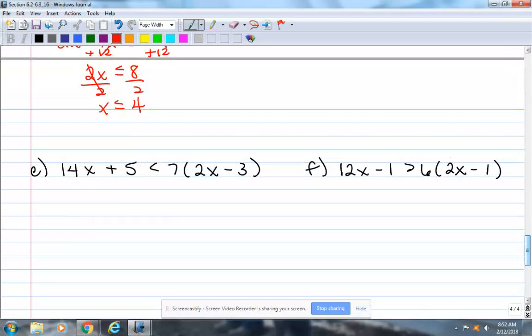Last few. Two more examples, guys, and maybe a you try. We'll see how it goes, and then we're done.